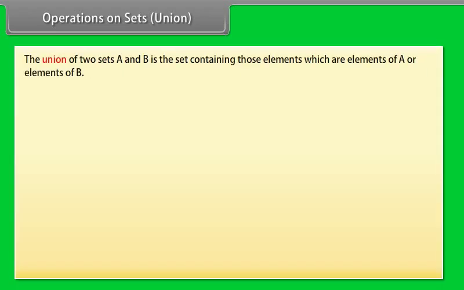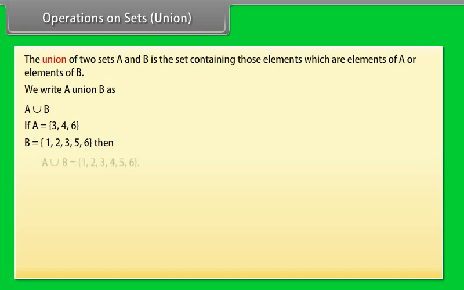Operations on sets. The union of two sets A and B is the set containing those elements which are elements of A or elements of B. A union B can be written this way. If A equals {3, 4, 6} and B equals {1, 2, 3, 5, 6}, then A union B equals {1, 2, 3, 4, 5, 6}.